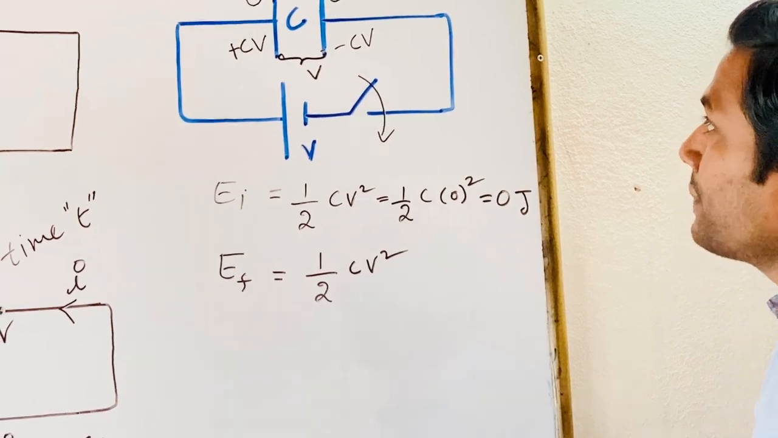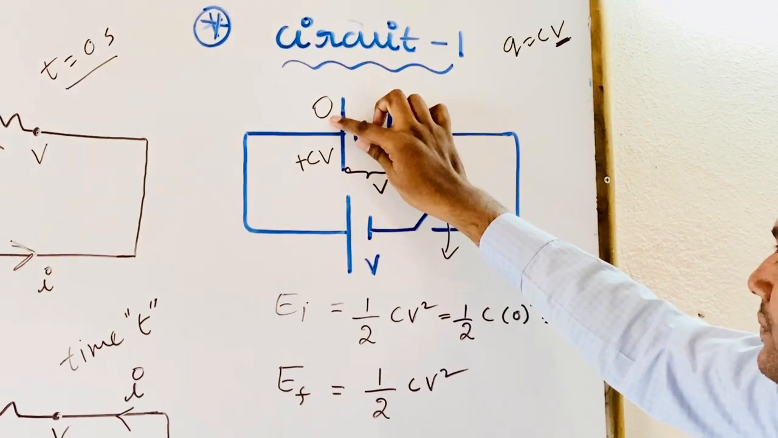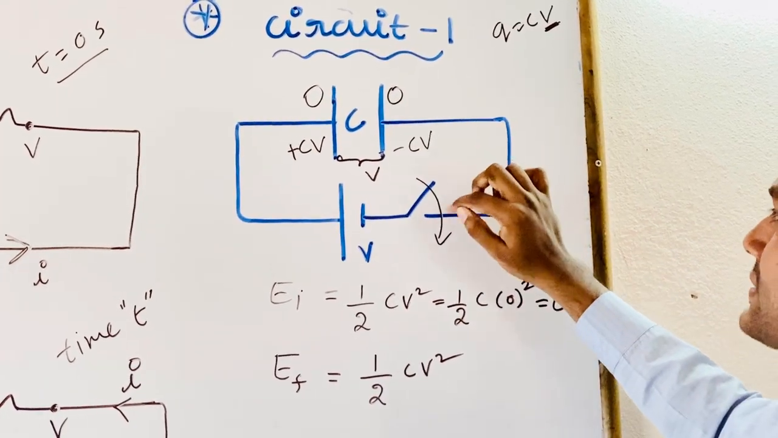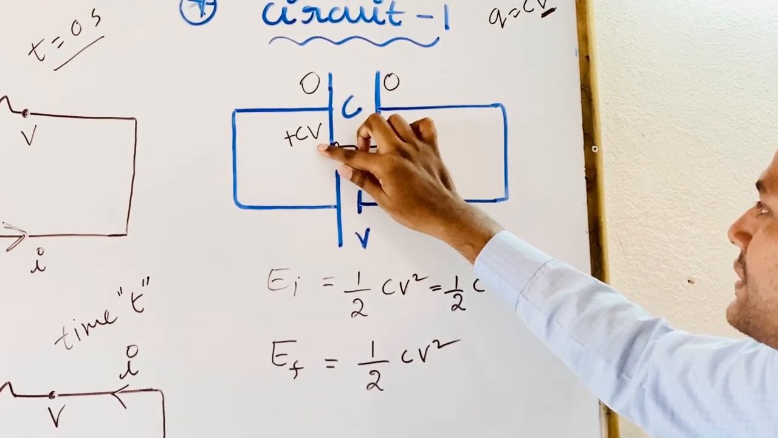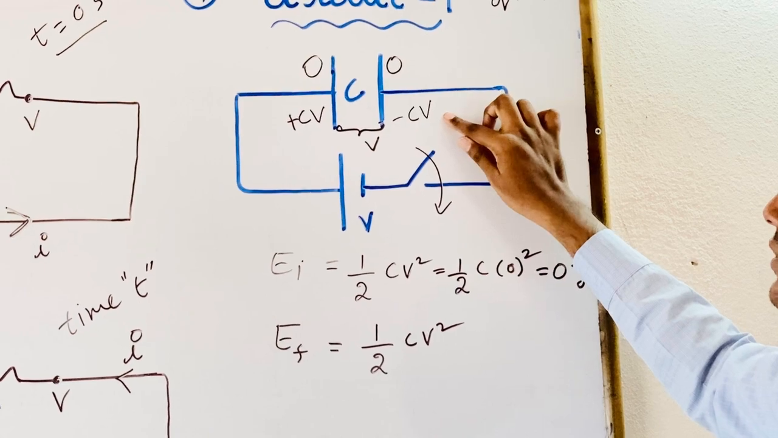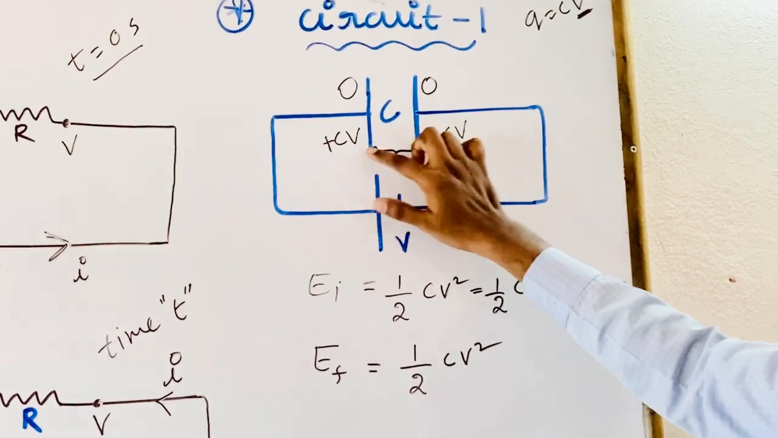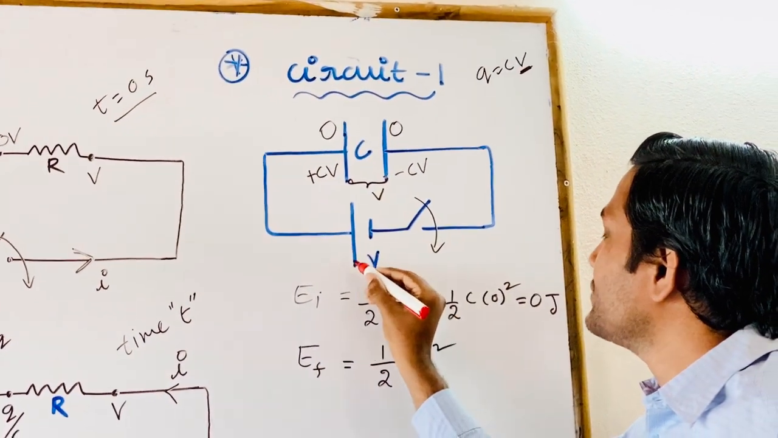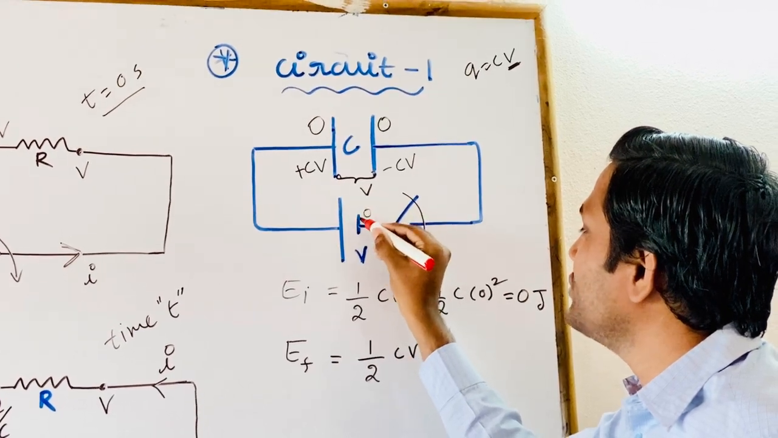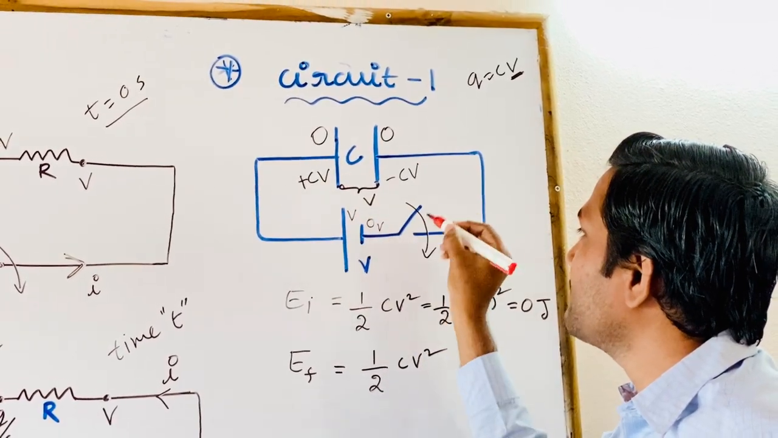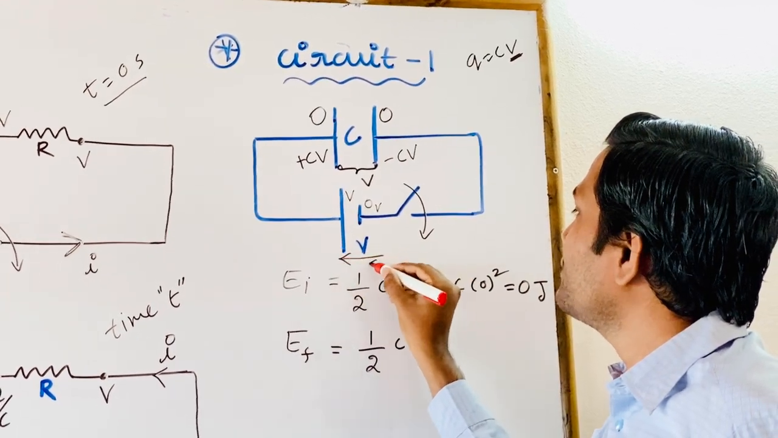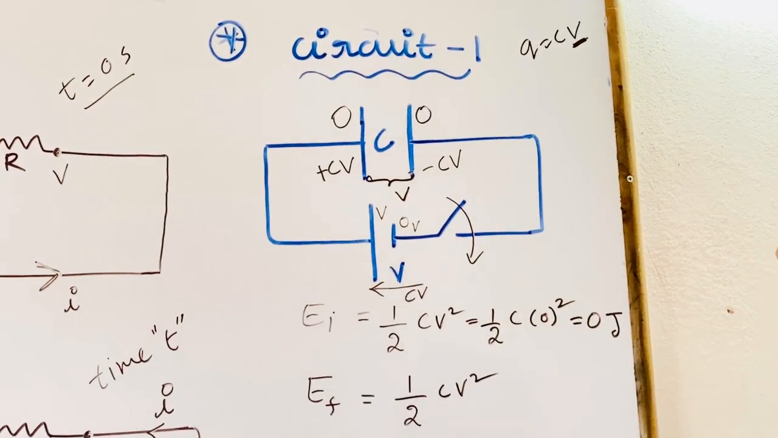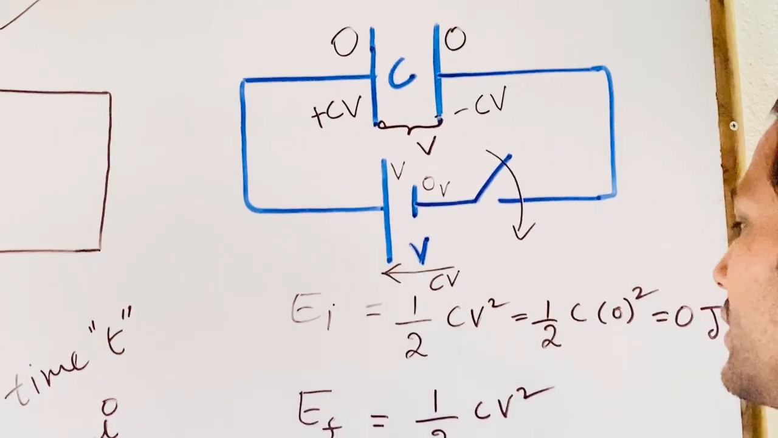Now observe carefully. Previously no charge here, zero. But after closing the switch, what are we seeing now? This plate received CV amount of charge. This plate now lost CV amount of charge. Nothing but through the battery, CV amount of charge passes. This is the negative terminal, this is the positive terminal. This we can assume as 0 volt, and this one we can assume as V volt. Now CV amount of charge passes through this battery from the negative terminal to the positive terminal. So what is the work done by the battery?